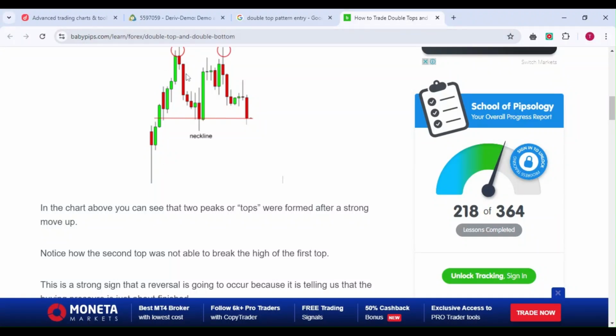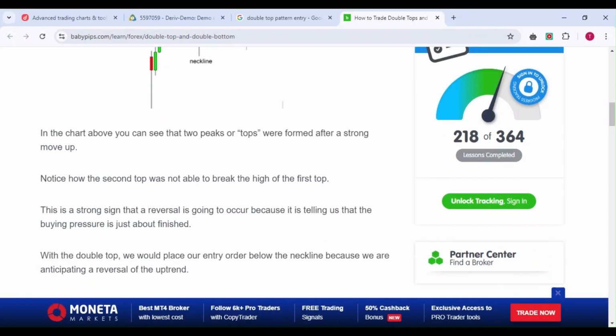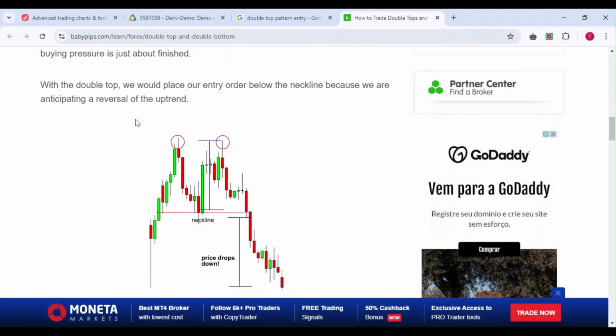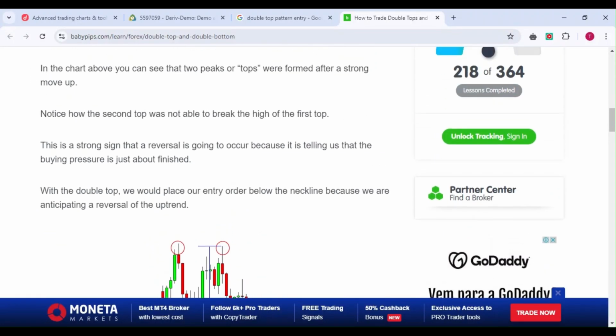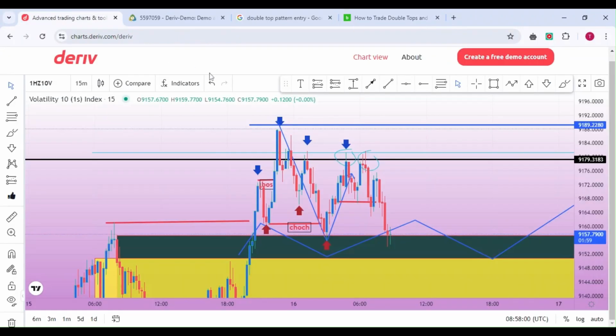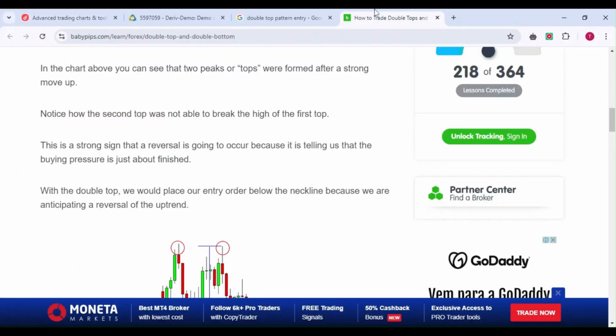So it went, formed a neckline, went up again, formed an area there. So how will that work? You can see this is a strong sign that a reversal is going to occur, because it's telling us that the buying pressure is just about to get finished, which is true if you are on an uptrend. I hope we are together to that point. So this is a strong sign that the buying pressure is about to get finished.